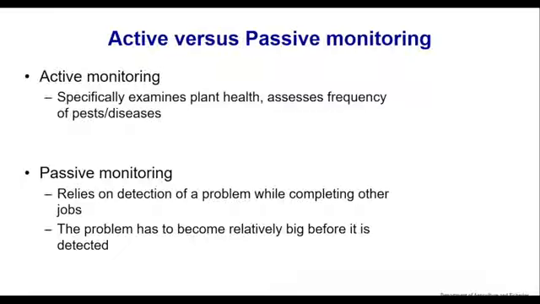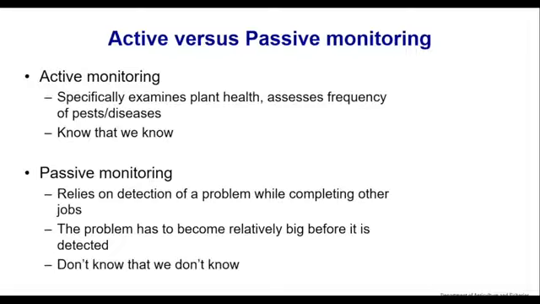It's harder to find low-level populations. So if we think back to our thought exercise, the active monitoring is know that we know. It's going out there and making sure that we know, whereas the passive monitoring has a general framework of don't know that we don't know, and it's a discovery until it becomes so big that you can't possibly miss it.